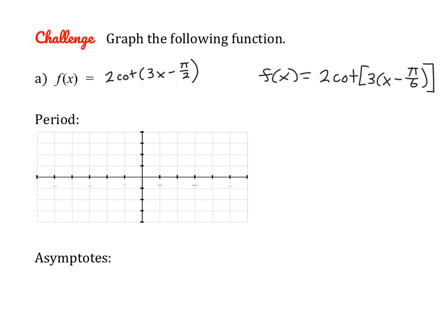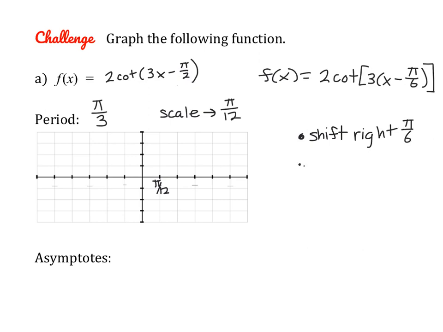Okay, so now we can look at this and determine what our period is. Remember, our period is going to be pi divided by this number, so it's going to be pi over 3. That means for the scale of my graph, just to make it easier for us, I'm going to split that into 4 parts. So we're going to count by pi over 12. Let's note what other transformations we see. Here we can see that it's going to shift to the right pi over 6, and then we have a vertical stretch as well by a factor of 2.